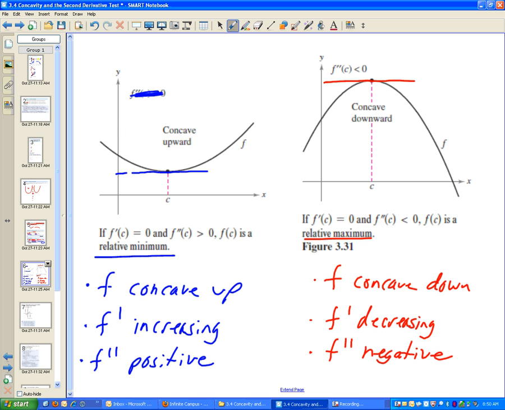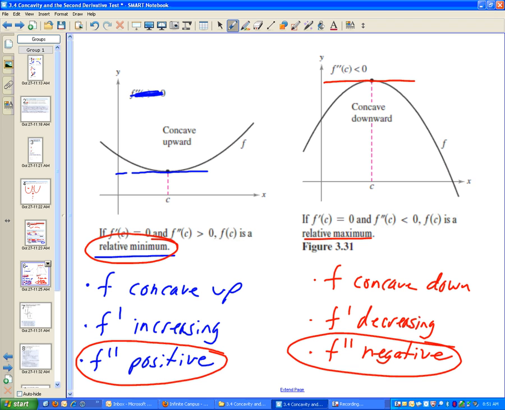So, going back to the second derivative test. So that's talking concavity. Now look at the second derivative test. When the derivative equals 0, and the second derivative is positive, we got a minimum. When the derivative equals 0, and the second derivative is negative, we got a maximum. All right.